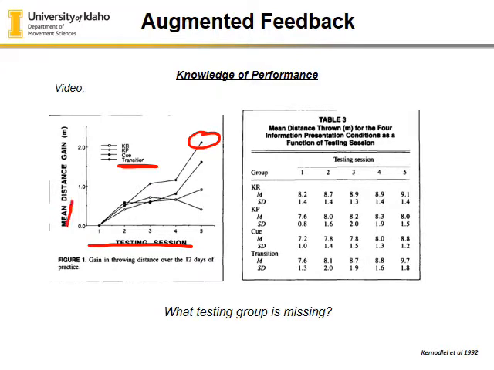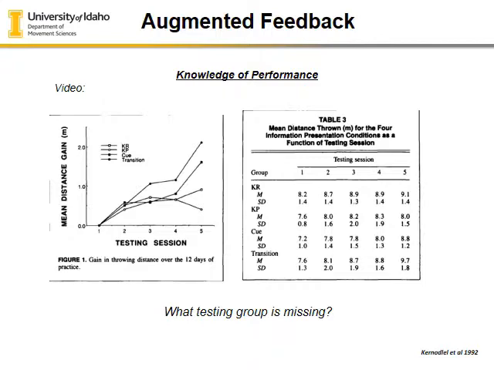Now, this is mean distance, so this is how far they were able to throw. The cueing also improved greatly, and then knowledge of performance was actually worse than knowledge of results. Now, remember, the knowledge of performance group had no idea how far they were throwing the ball, so they had no real idea on how to improve.